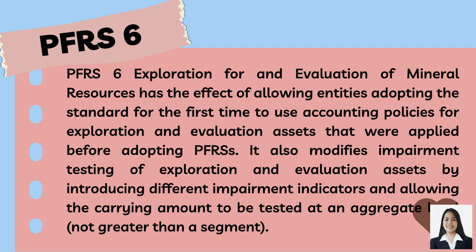Number 2, in particular, the PFRS requires first, limited improvements to existing accounting practices for exploration and evaluation expenditures. Letter B, entities that recognize exploration and evaluation assets to assess such assets for impairment in accordance with this PFRS and measure any impairment in accordance with IAS 36, or the impairment of assets.